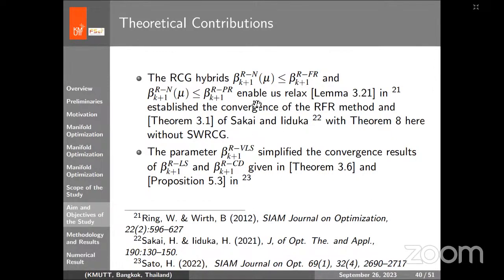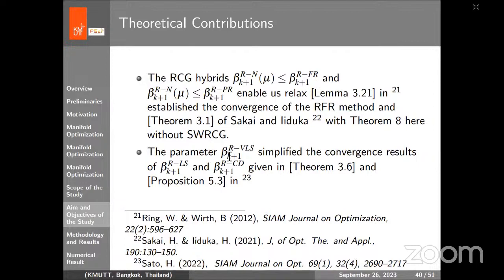First of all, using this inequality here, which is defined based on beta k, we are able to relax lemma 3.21 in Ring and Wirth, 2012, where they show the convergence of the FR method using the strong Wolfe-Powell search condition. So based on this condition, we don't require line search in showing the convergence and in showing the sufficient descent anymore. We also relax theorem 3.1 of Sakai and Iiduka, 2022, with theorem 8 above, whereby we show the sufficient descent of the FR-PRP method without line search consideration.